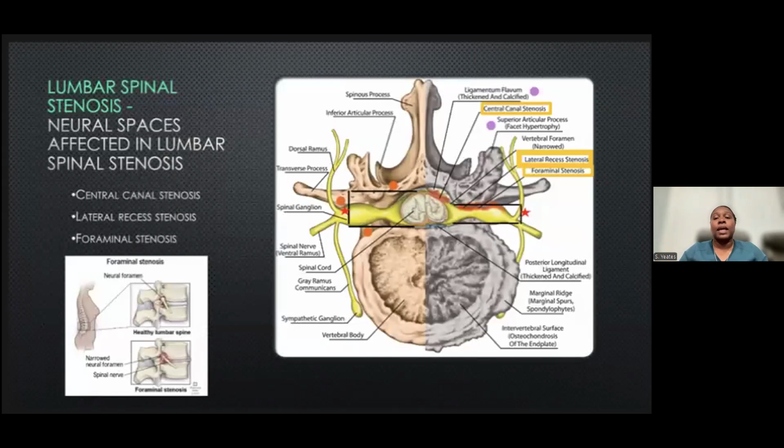So we have 3 types of lumbar spinal stenosis that affect the neural spaces, right? You have central canal stenosis, you have lateral recess stenosis, and you have foraminal stenosis. Central canal stenosis is where you have narrowing of the central canal. So that would be here itself. So we're looking at the entire canal. This side shows the normal anatomy and this side shows the pathological anatomy.